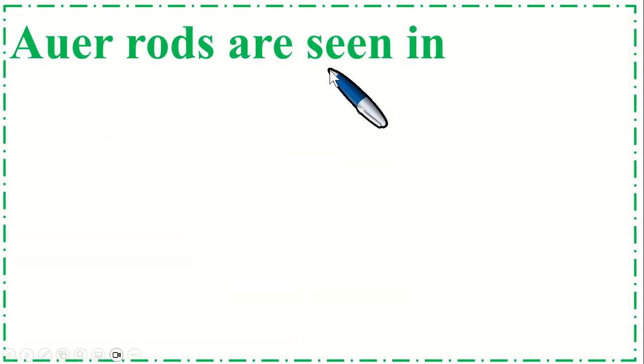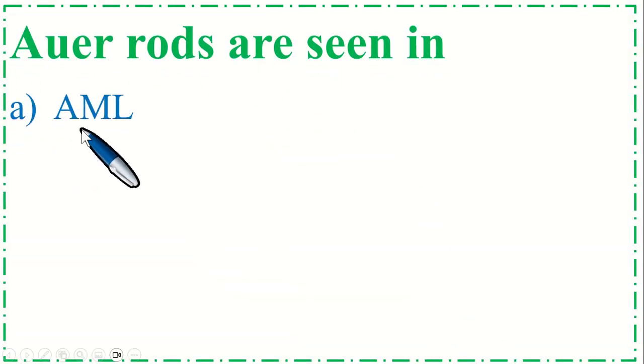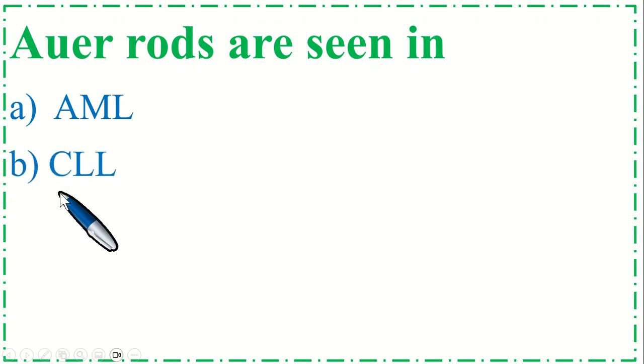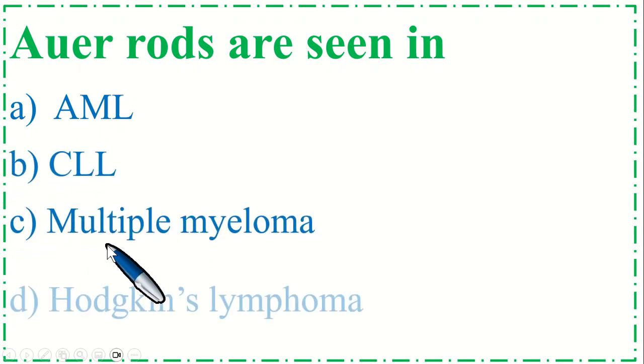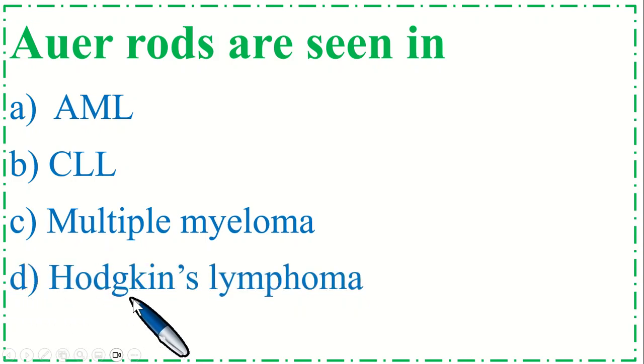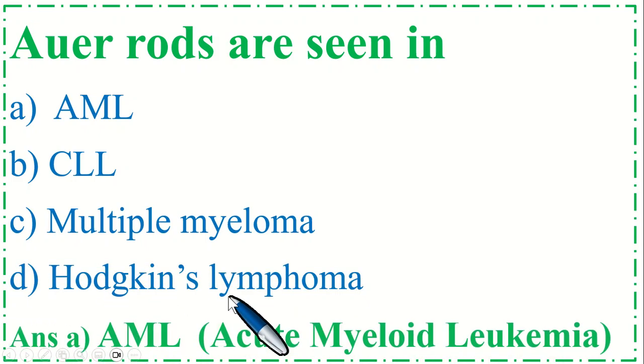Auer rods are seen in option A, AML. B, CLL. Option C, multiple myeloma. And option D, Hodgkin lymphoma. So the correct option is A, AML, acute myeloid leukemia.